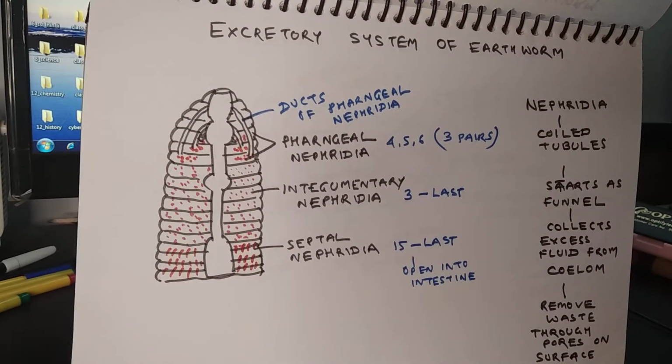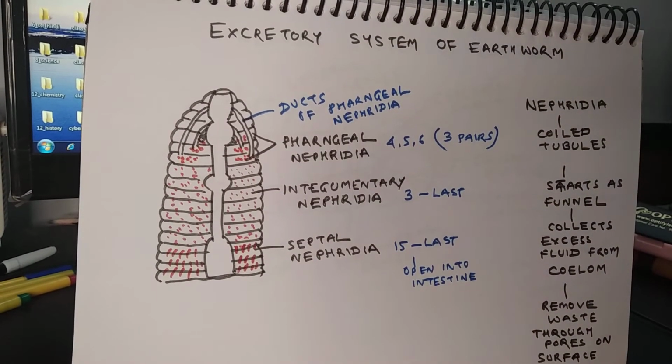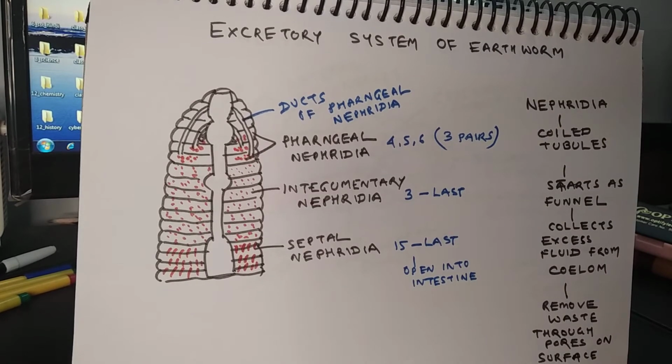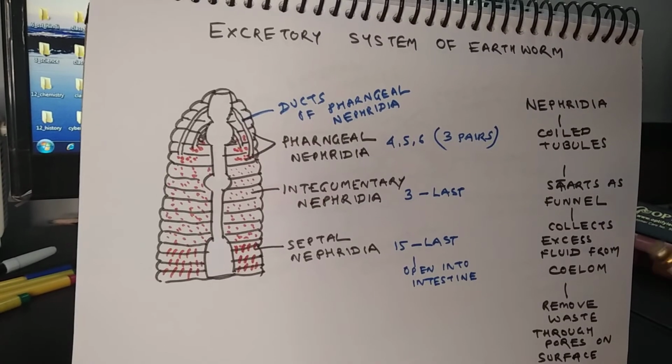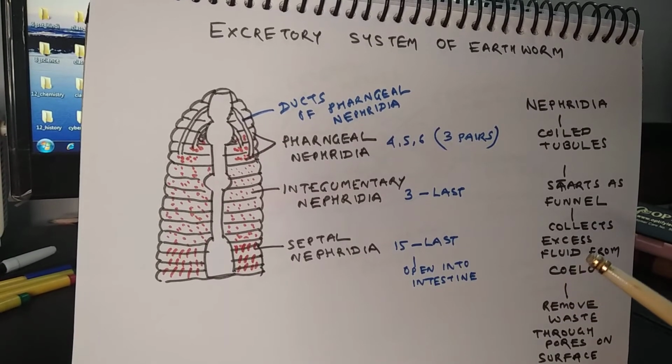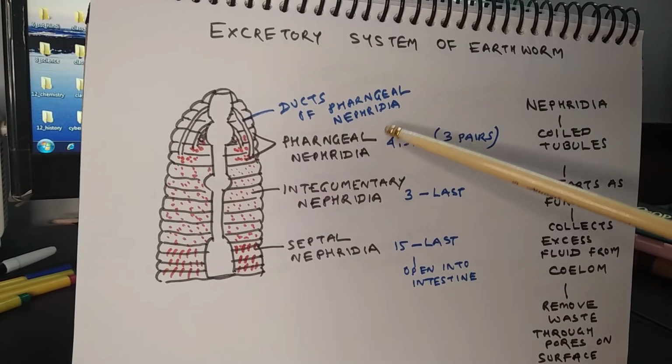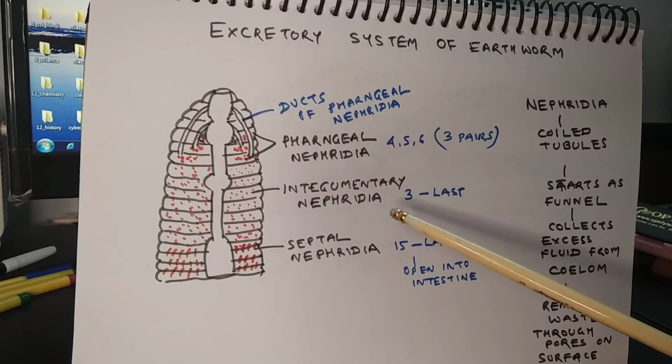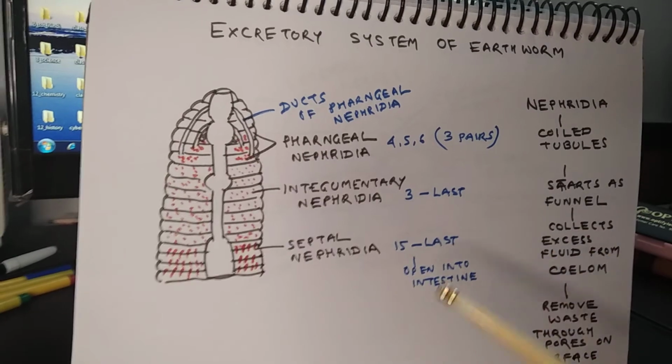Excretory system of earthworm: it is composed of nephridia. And nephridia are coiled tubules. A nephridium starts as a funnel. It collects excess fluid from the coelom and removes waste through numerous pores which are present on the surface of the body. There are 3 types of nephridia. They are called pharyngeal nephridia, integumentary nephridia and septal nephridia.